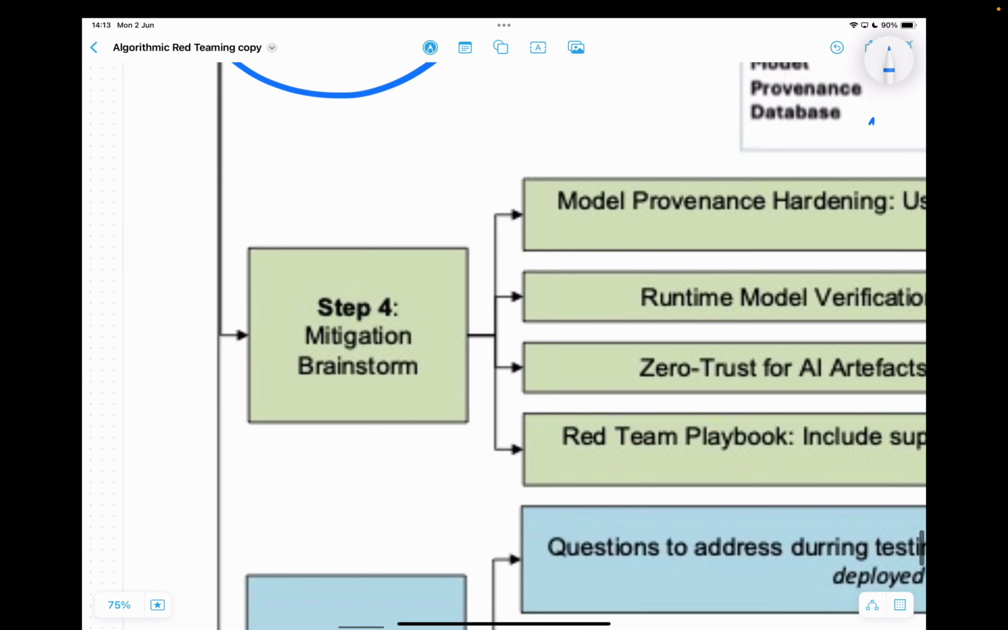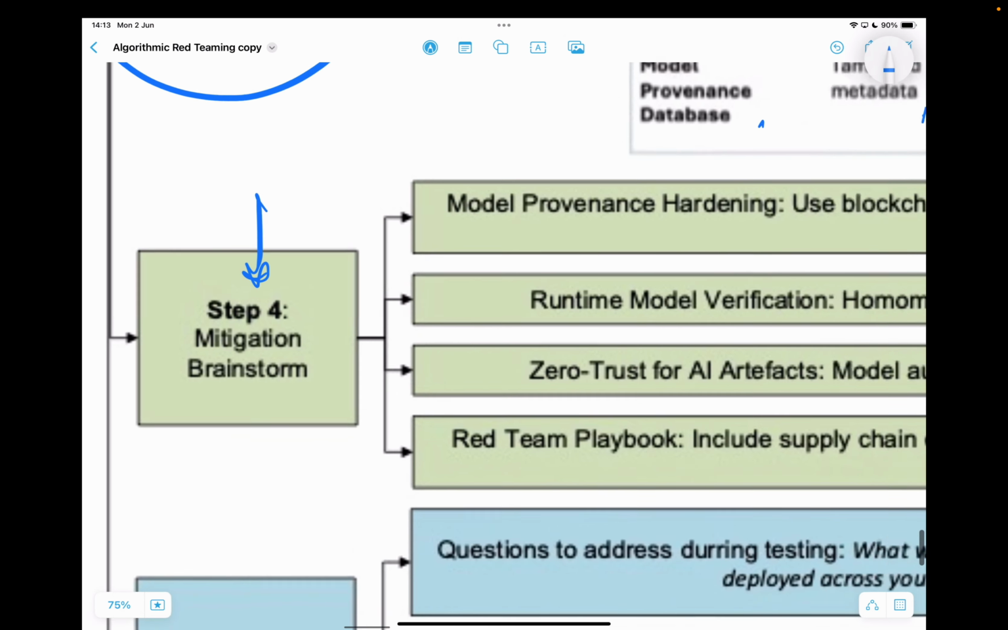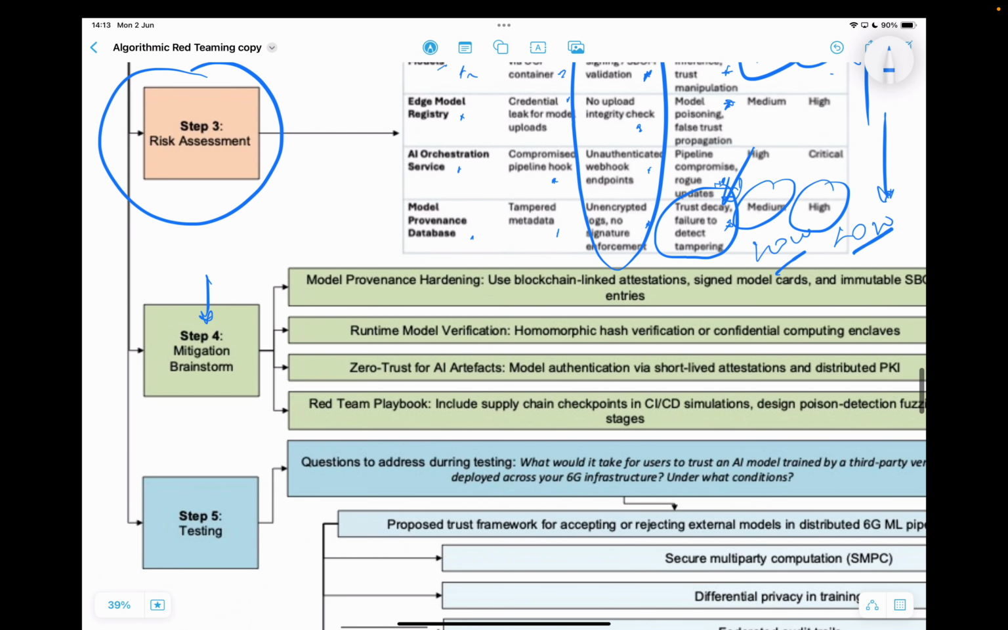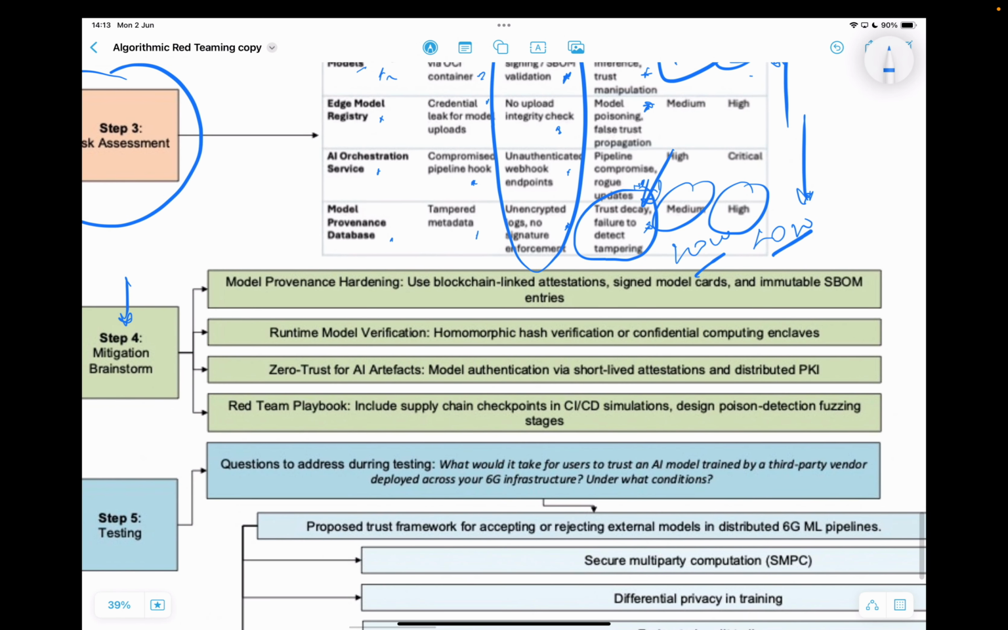Now, moving on to step 4, the mitigation brainstorm. So here, you need to have, again, experts in your organization who would be able to brainstorm what mitigation techniques are available. And I'm just including some examples. Let's say you're one of those experts here. What kind of mitigation techniques would you be able to suggest? Well, model provenance hardening. So you can use blockchain-linked attestations, signed model cards, immutable SBOM entries.